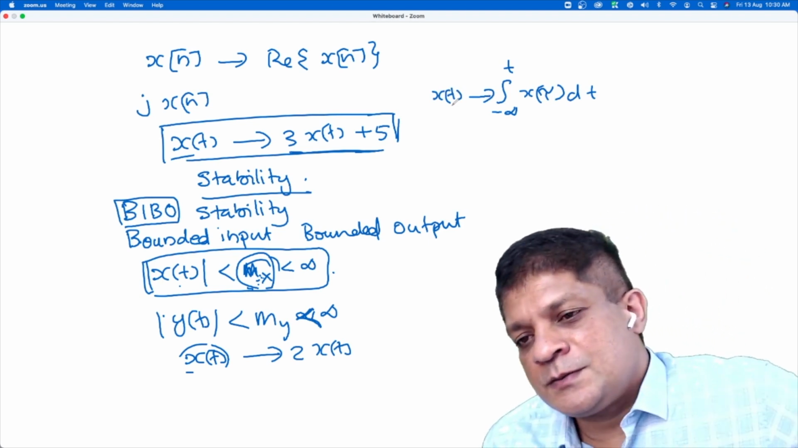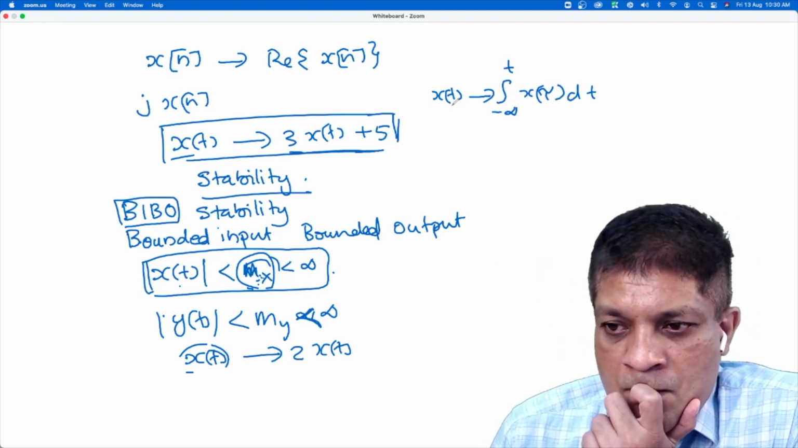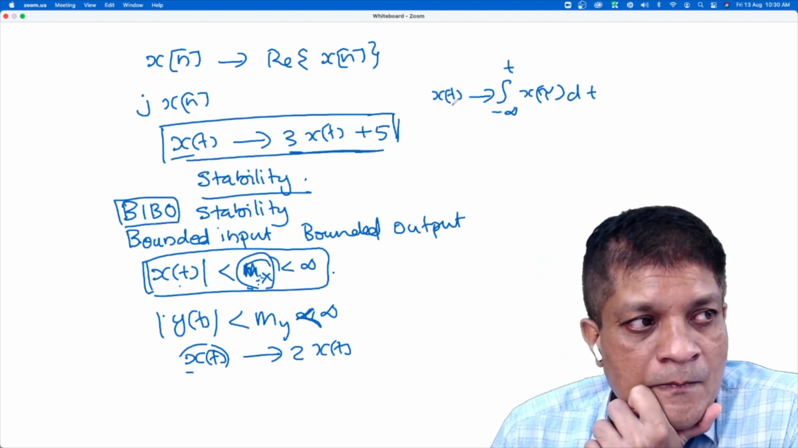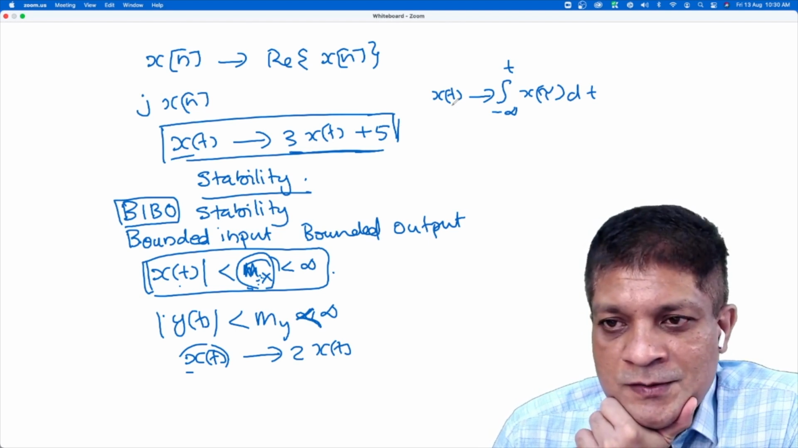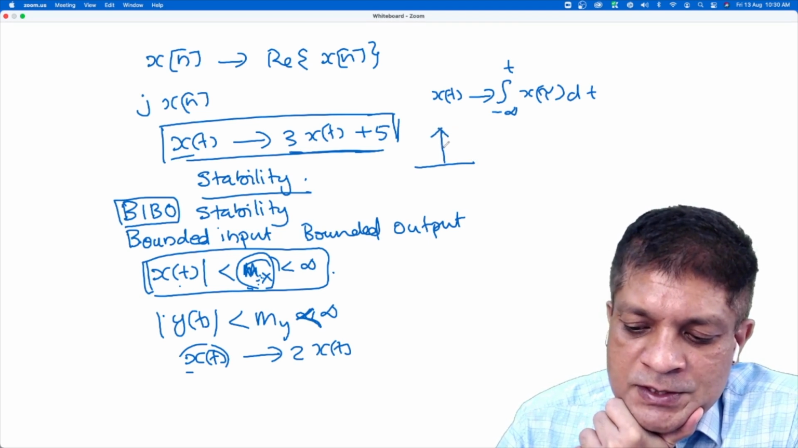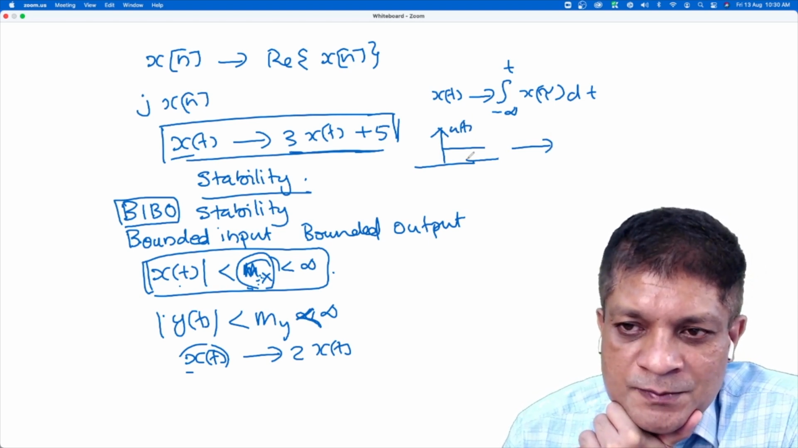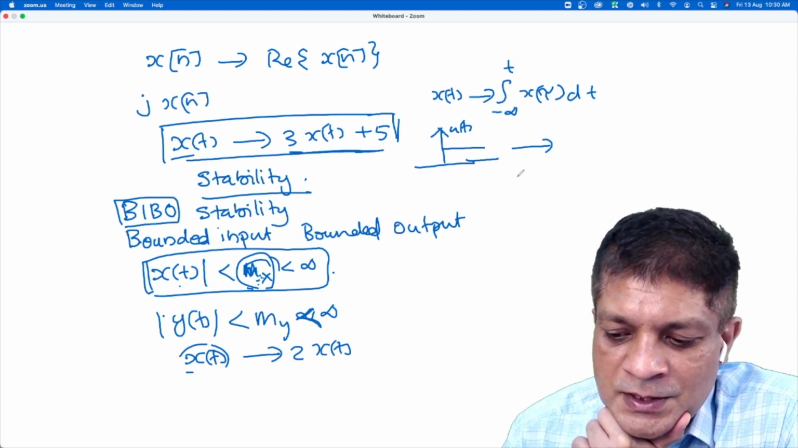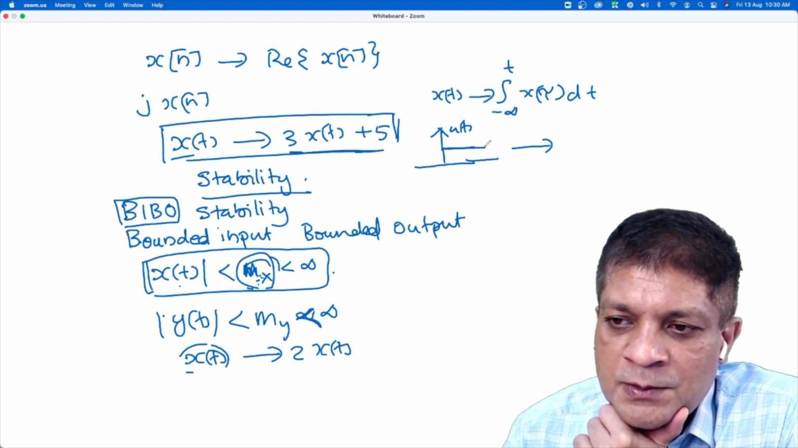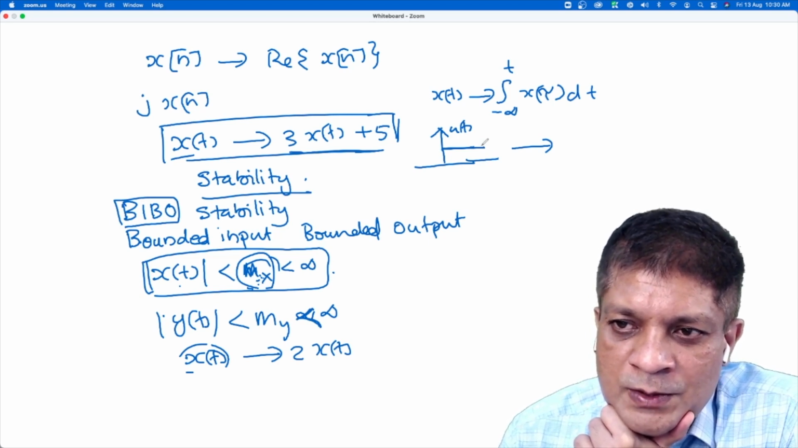Is it a stable system or unstable system? Suppose I am giving a unit step as the input to the system. Is it a bounded signal? Unit step, is it a bounded signal? Amplitude is bounded, isn't it? Maximum value is 1. What will be the output?